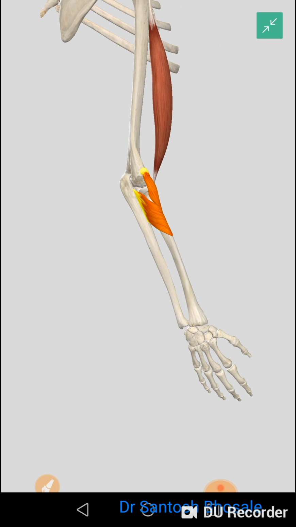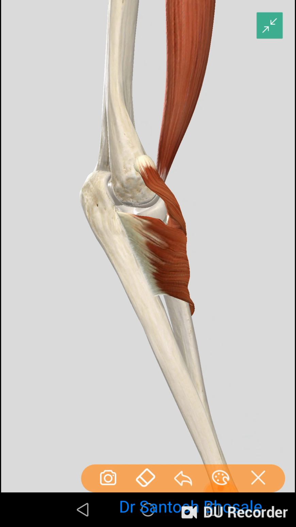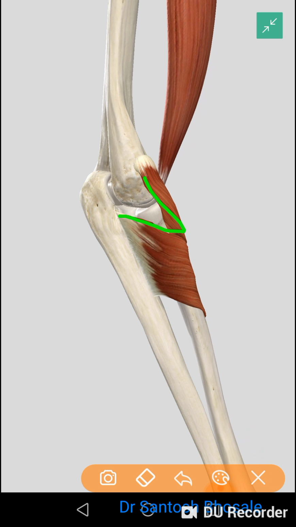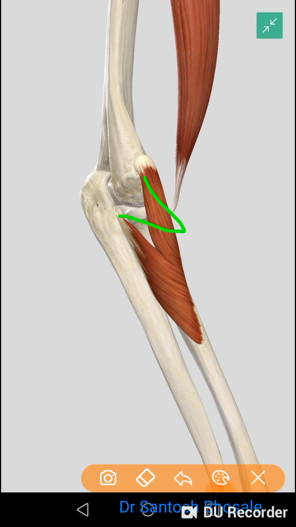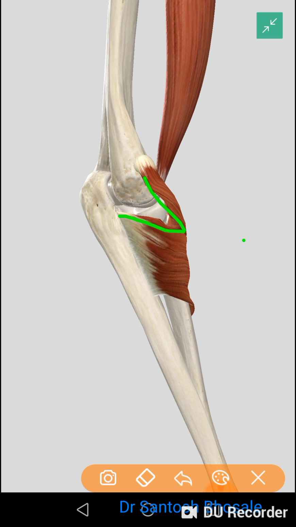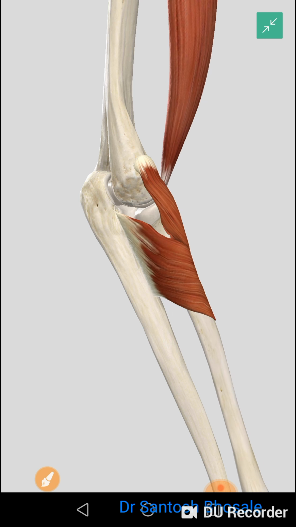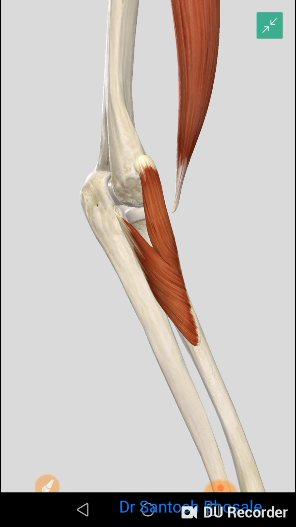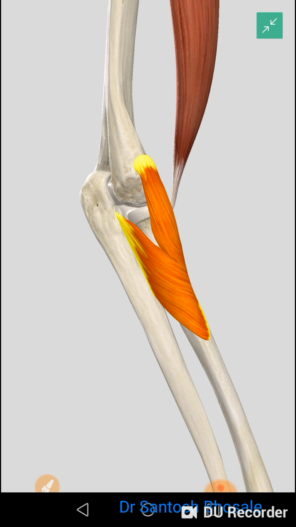So this is the supinator muscle, and you can see an arc here. This arc is the arcade of Frohse, through which the radial nerve enters the forearm. I also emphasized while telling the flexor compartment of forearm that all the major nerves enter the forearm between two heads. Median nerve between the two heads of pronator teres, ulnar nerve between two heads of flexor carpi ulnaris, and radial nerve between the two heads of this supinator. And this region is called the arcade of Frohse.